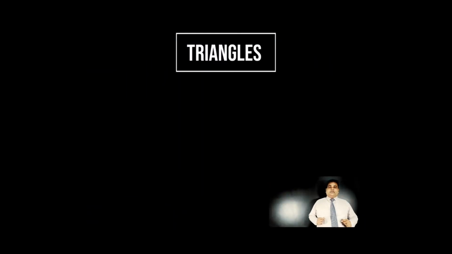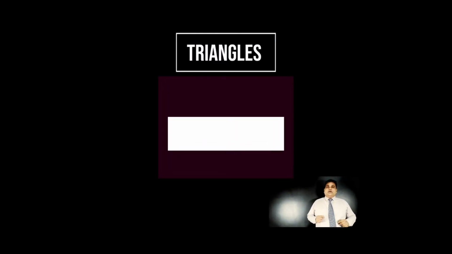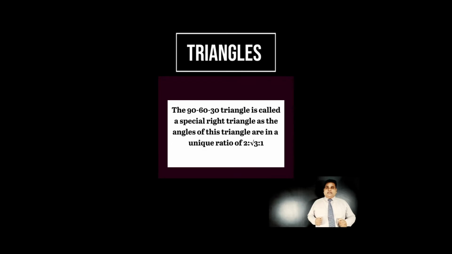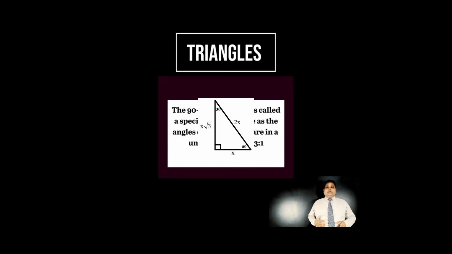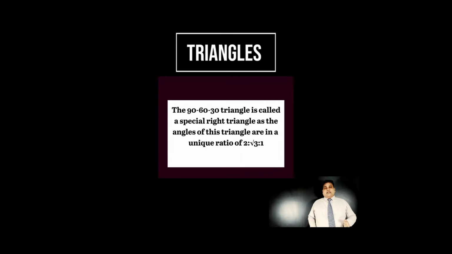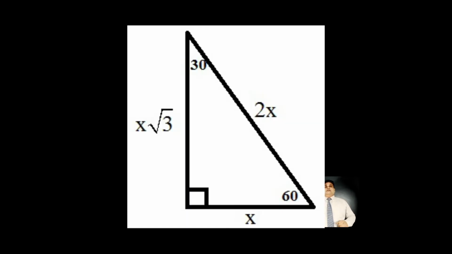Concept 19 covers another specific right angle triangle, which is 90, 60, 30. Again it's a right angle triangle, and the ratio of the sides is 2 is to root 3 is to 1. 2 is the highest side, the longest side, so 2 is the hypotenuse, and the other two sides will be perpendicular and base.